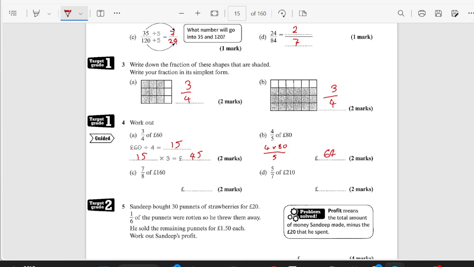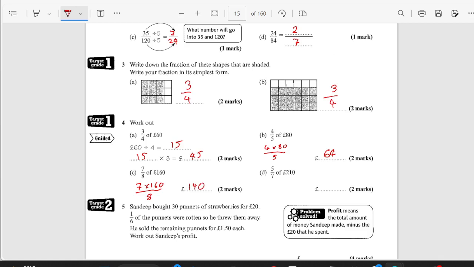For part C, 7/8 of 160. So again, I'd do this as 7 times by 160, all divided by 8, and I would do the 160 divided by 8 first of all. So 160 divided by 8 would be 20, and then 7 times by 20 would be 140.